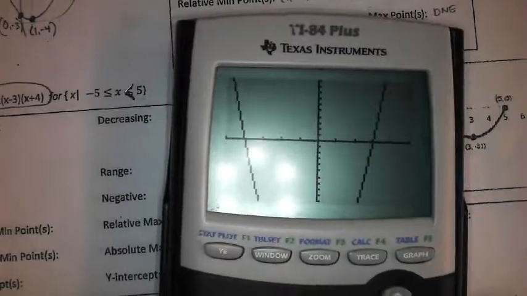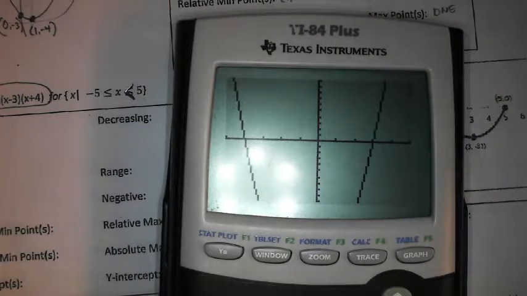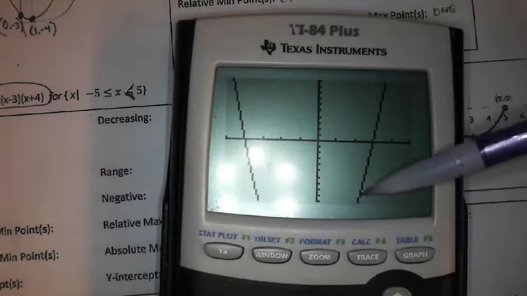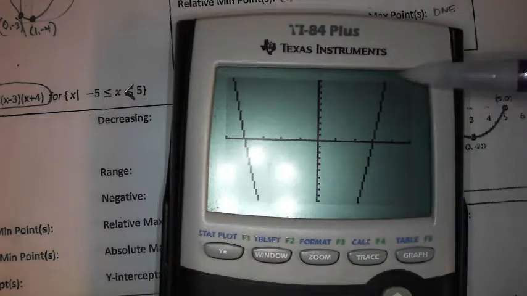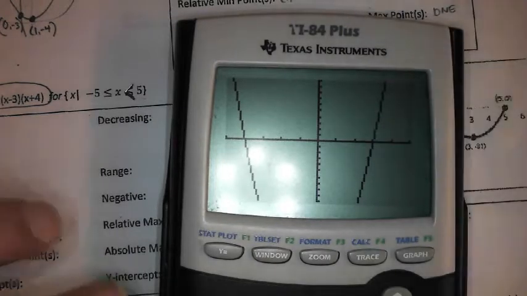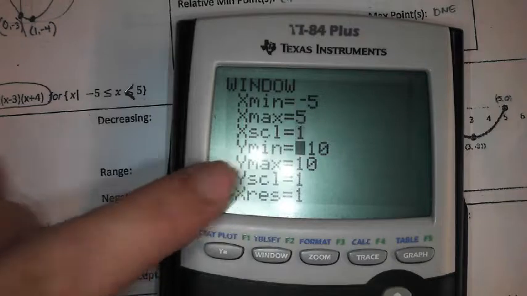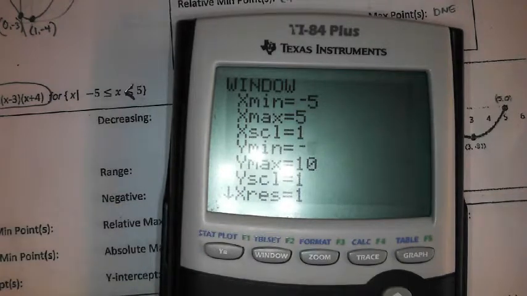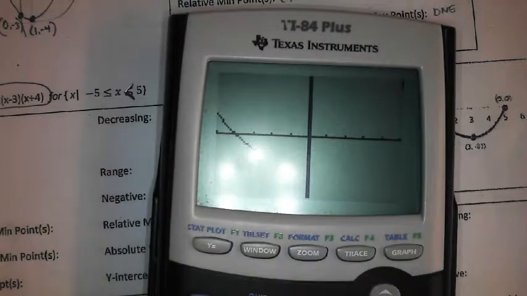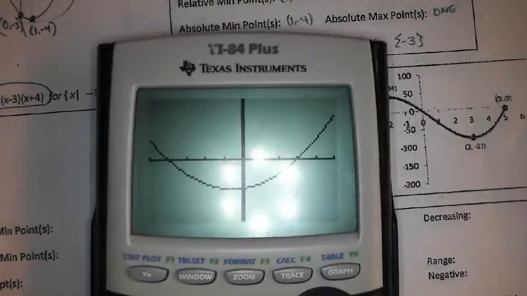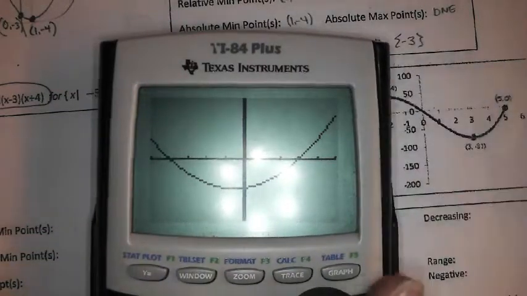Do I need to adjust my y window? Yes, because I'm missing a good chunk of the graph down here, and I'm actually missing what's going on up here as well. So I'm going to open up my y window and go much further down, to -50 to 50. That might be way too much, but I think it should be good. Beautiful. Yes, I do have everything throughout the whole thing.